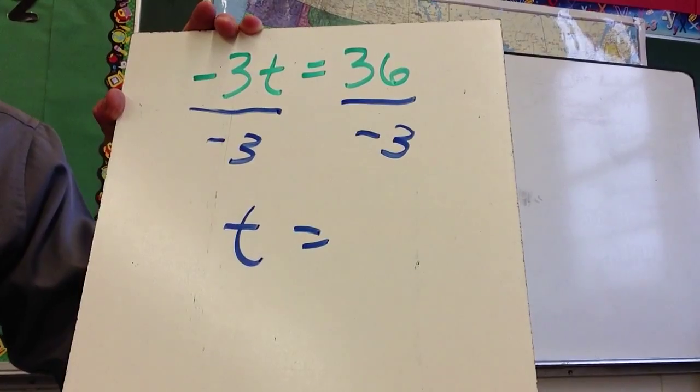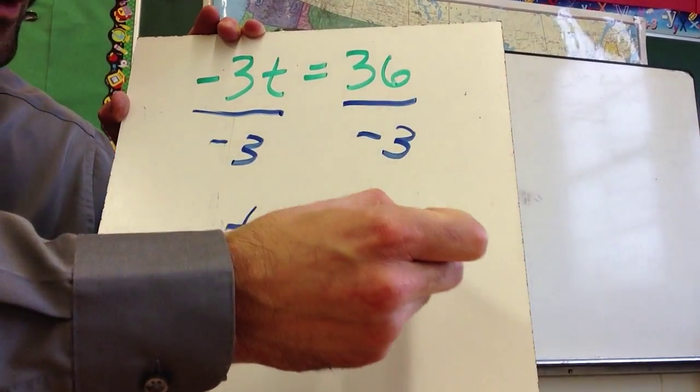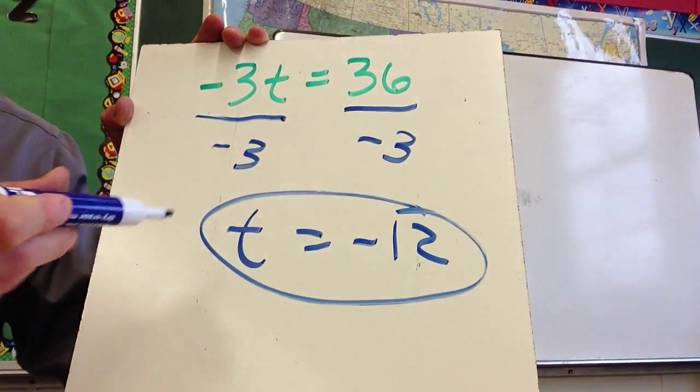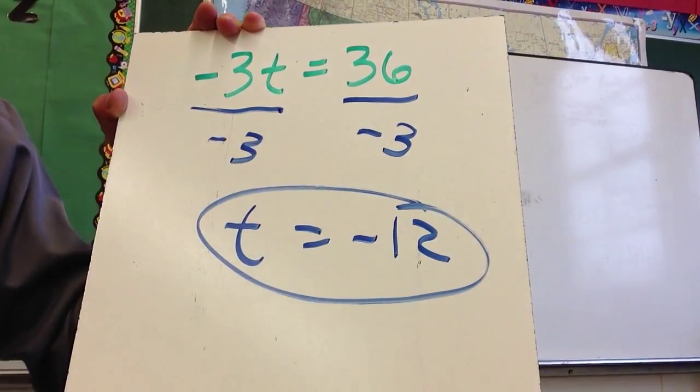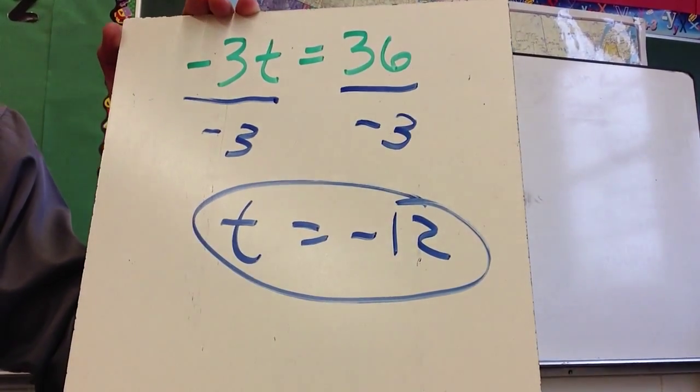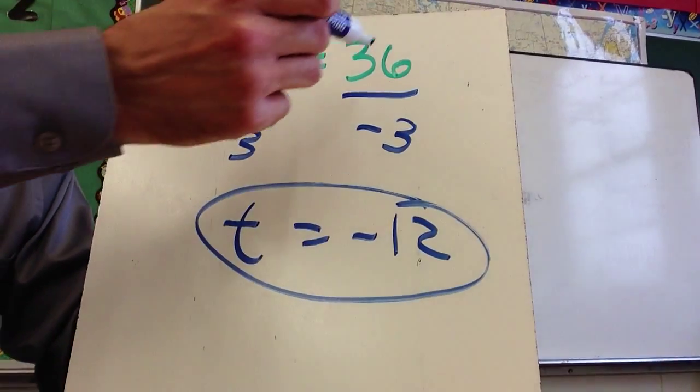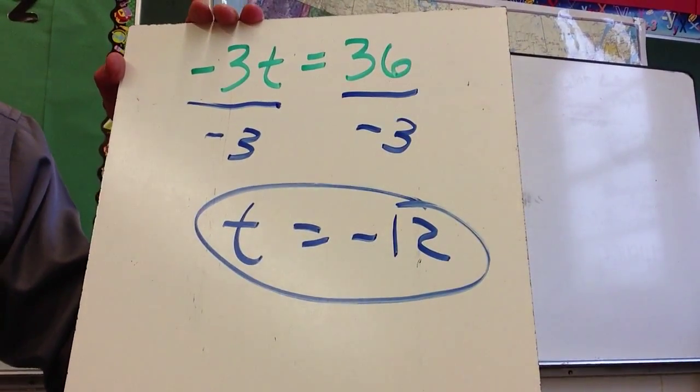36 divided by negative 3, this is negative 12. I can check my answer by putting a negative 12 in there, and I got negative 3 times negative 12. Negative times negative is positive, so I end up with 36. So I know my answer is correct.